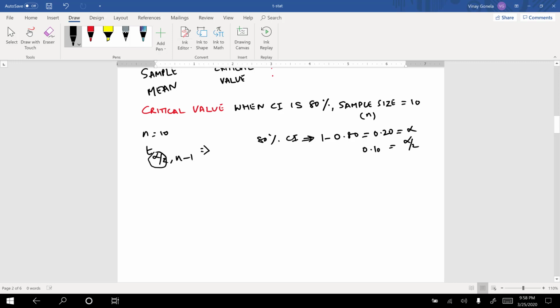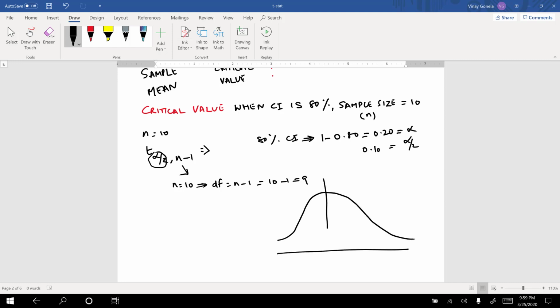So that's alpha over 2, and then I have n minus 1. So my n is 10. So degree of freedom is n minus 1, so this will be 10 minus 1, that is 9. So this is again the t-stat, it looks something like this, and our z table, in our statistical table we discussed, gives left of the curve.